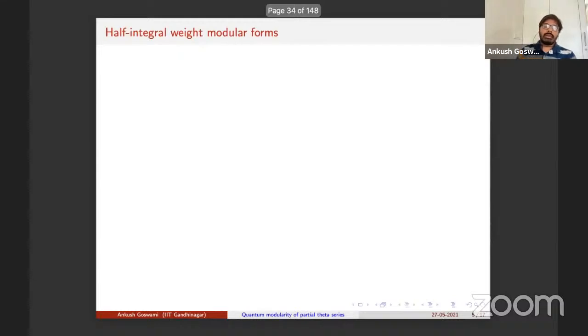And then in 1973, Shimura generalized this idea of theta series, and he generalized it to objects which are called half integral weight modular forms, of which theta series are first examples. He introduced them in order to find a connection between half integral weight modular forms and integral weight modular forms via the theory of L-functions.